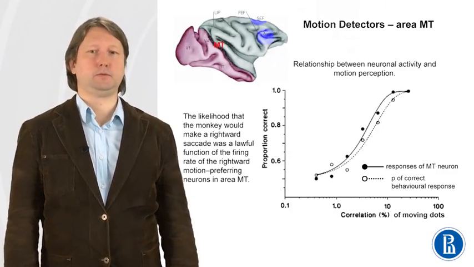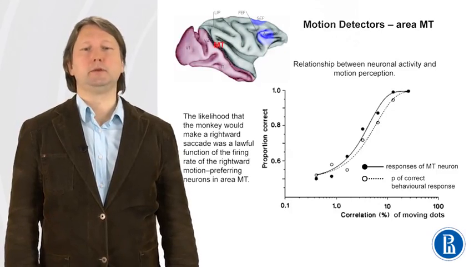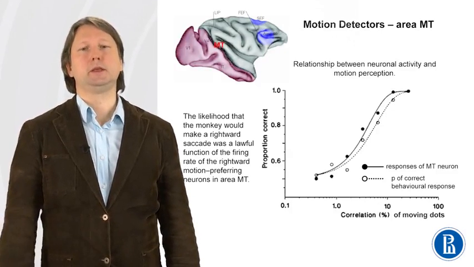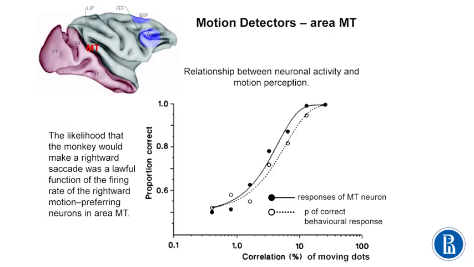Indeed, we can find neurons that are sensitive to motion in the area MT of the monkey's brain. So these neurons are sensitive to motion. Here on this graph, you see the activity of such a neuron in the area MT, indicated by the black dots, and it is proportional to the amount of dots moving in the same direction. So the more dots are moving in the same direction, the more this neuron is active.